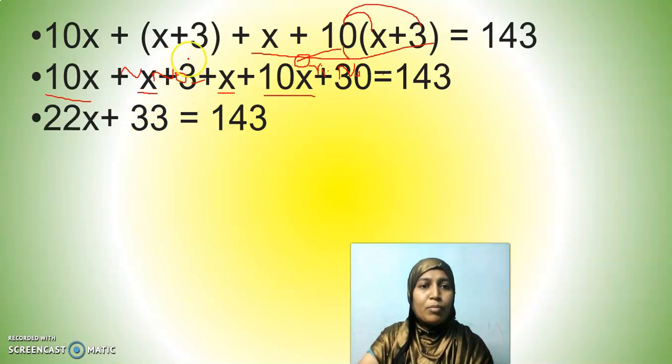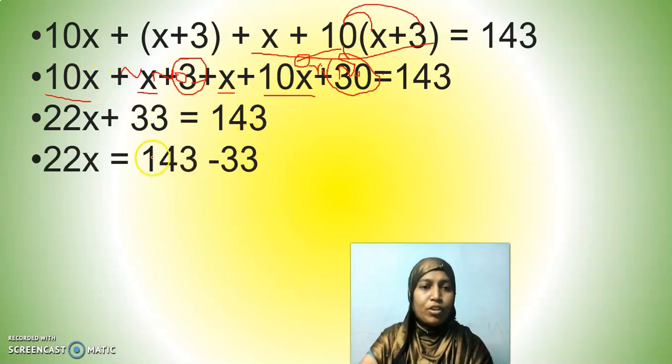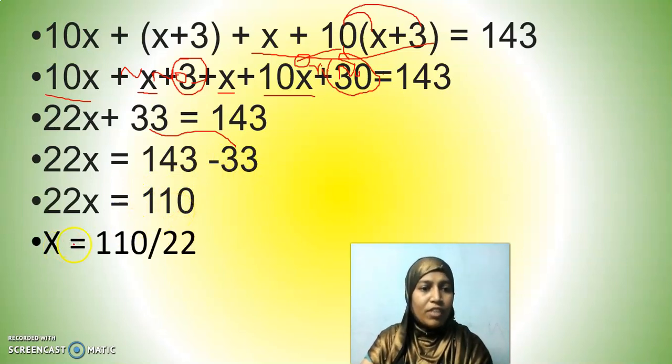Then club numbers alone. Here 1, 3 and here 30. 30 plus 3, 33. Okay, all others I have written, which is equal to 143. Then when I transpose this, I get 143 minus 33, which is nothing but 110. If I divide, I get 110 divided by 22. Now cancel it. 2 11s are 22, 1 11s are 11 and 0 as it is. 1 2 is 2, 5 2s are 10.